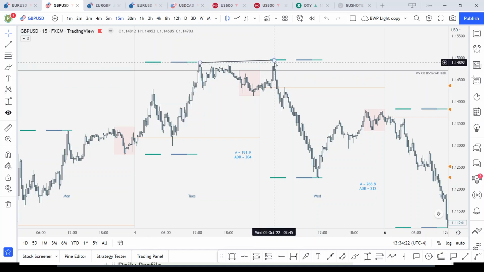So I would have break even on my position here, and I will look to add more at the fair value gap or the breaker. Whenever price retraces into an order block, I will look to add more. So that is my pyramid entry.